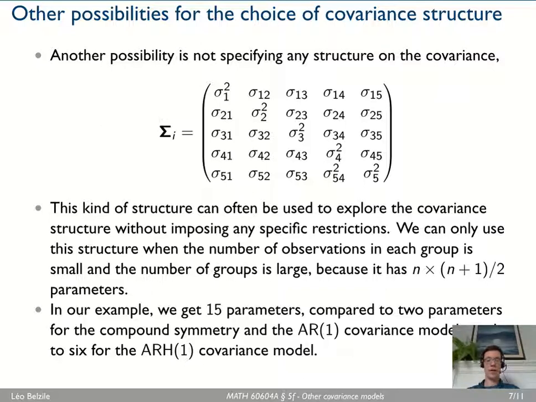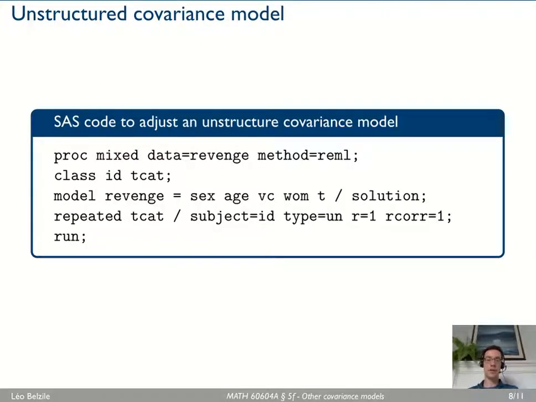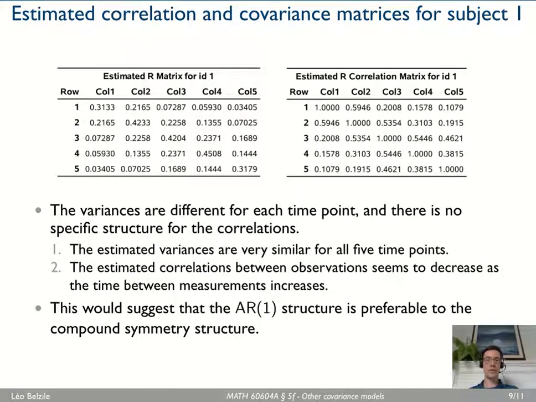The AR1 model was very simple: 2 parameters, the variance and the correlation. I had 6 for the ARH1, and now I have 15 parameters. Recall, you're trying to estimate 15 parameters from block replicates, and you only have 80 copies of them. So you could specify the structure, but it's going to be highly uncertain. This is the unstructured model, type equals UN. There's no specific structure for the variance.